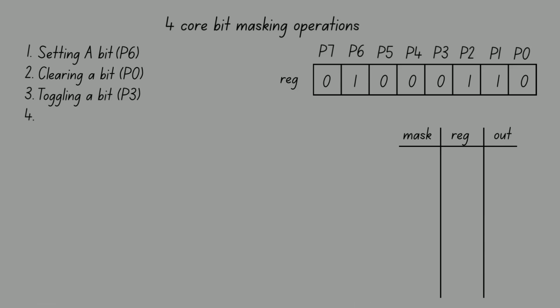The fourth operation is checking or reading a bit. Sometimes we do not want to modify the register at all.